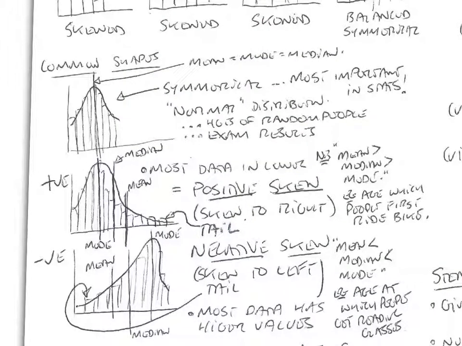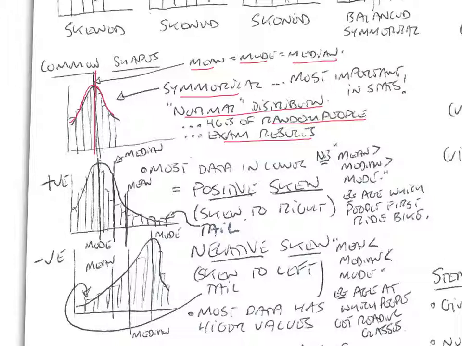So, common shapes. Here's the most important shape in statistics. It's symmetrical and it's known as a normal distribution. It can represent the heights of random people or the exam results of random people. It can be a distribution drawn from any set of data. And the important thing about this normal distribution is that the mean of the data is equal to the mode, which is equal to the median.